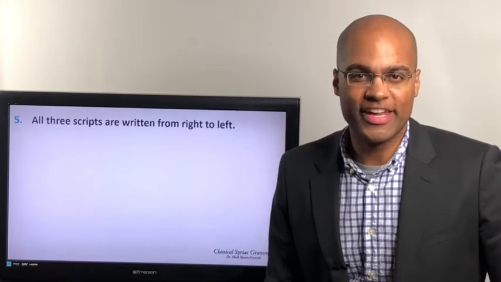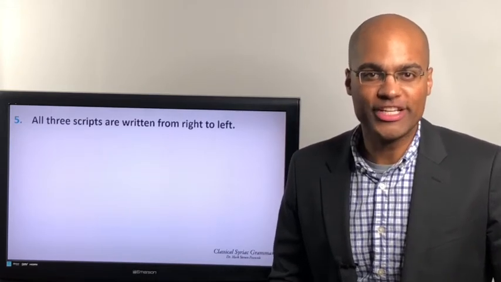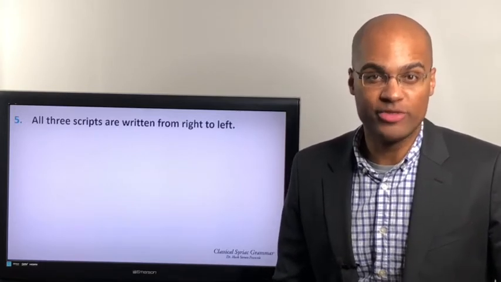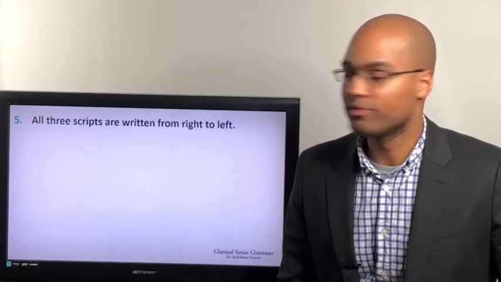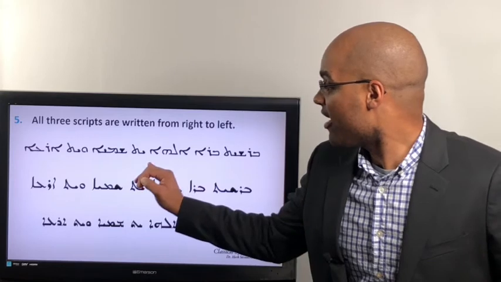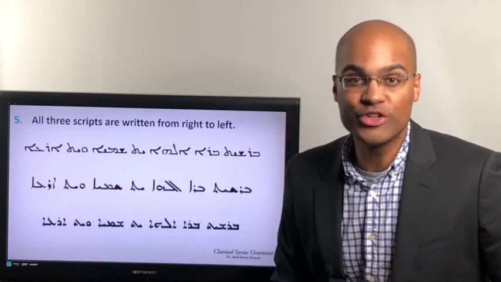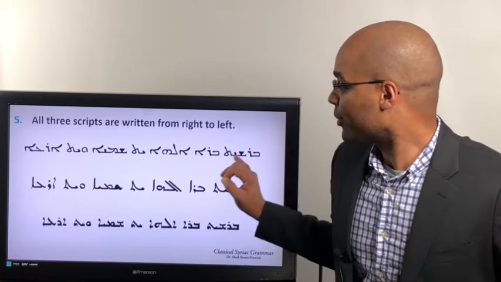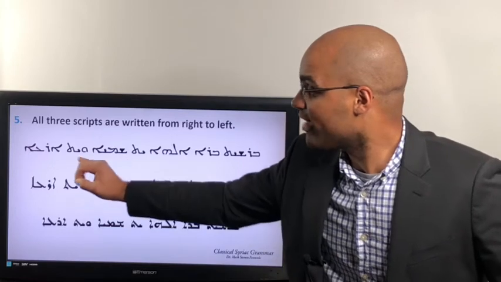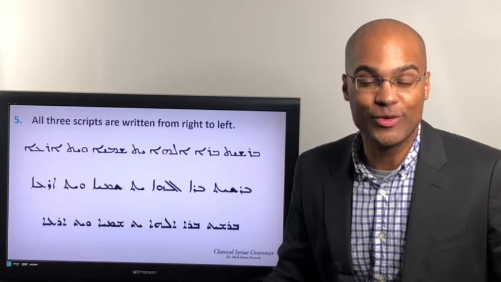A 5th important thing to know about the Syriac alphabet is that the Syriac alphabet in all 3 scripts is written from right to left. Let's take a look at an example that comes from Genesis chapter 1 and verse 1. This is what it says. Bereshith bara Allah yath Shemaya v'yath Ara. Notice the direction of the writing. The direction of writing goes from right to left.